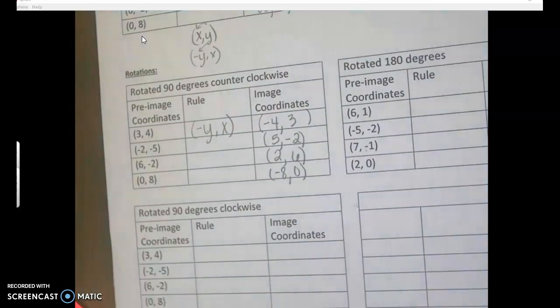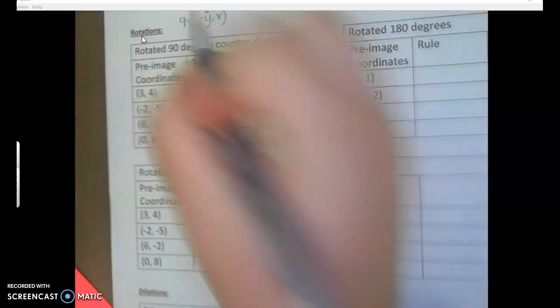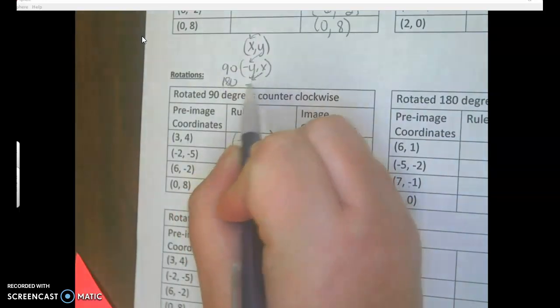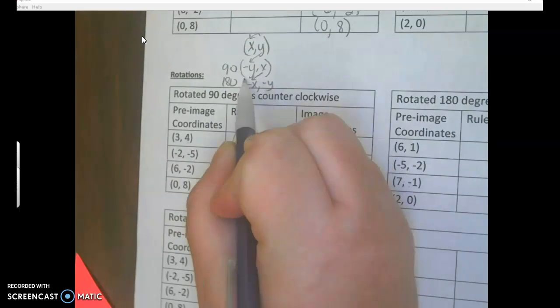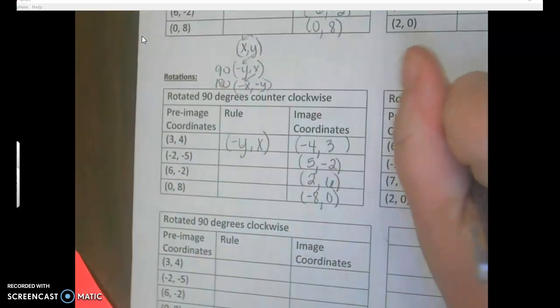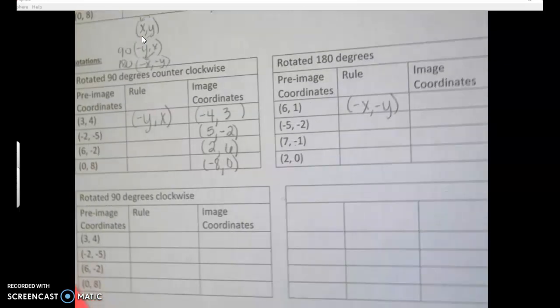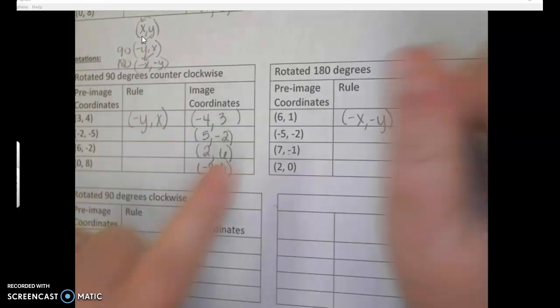All right, if we do 180, again, we could look at our chart, or this first one was a 90. So if we go one more, it's going to be a 180. So slide it, flip it, bring it on down. So -x, -y. So notice my x and y are staying in the same order. So they're staying as x and y, but they're now the opposite.